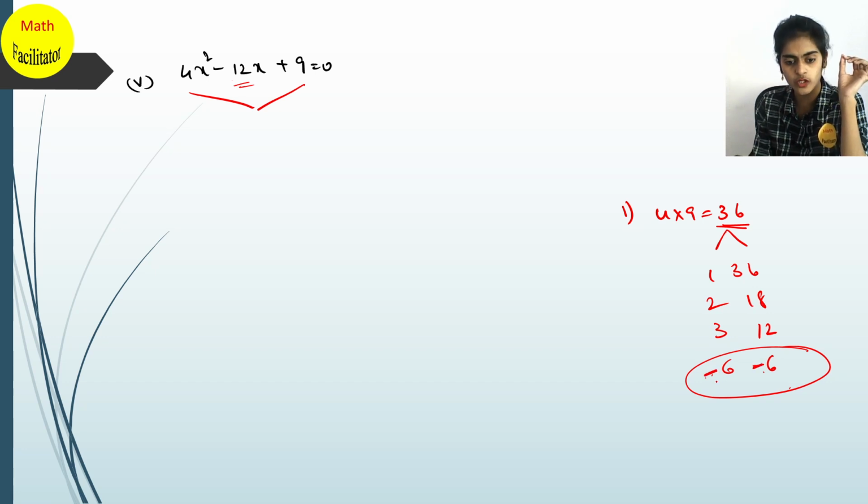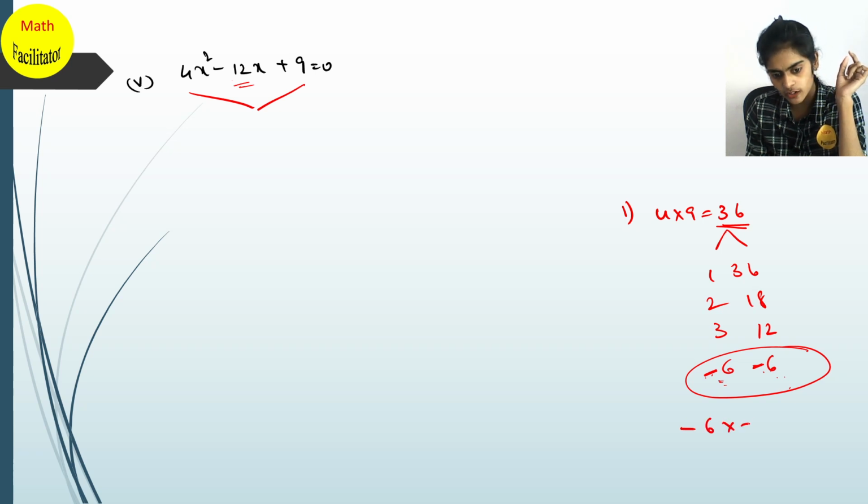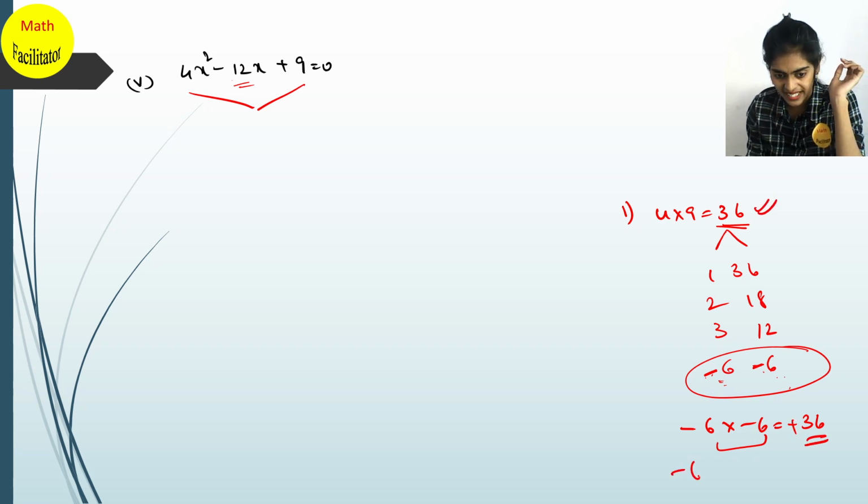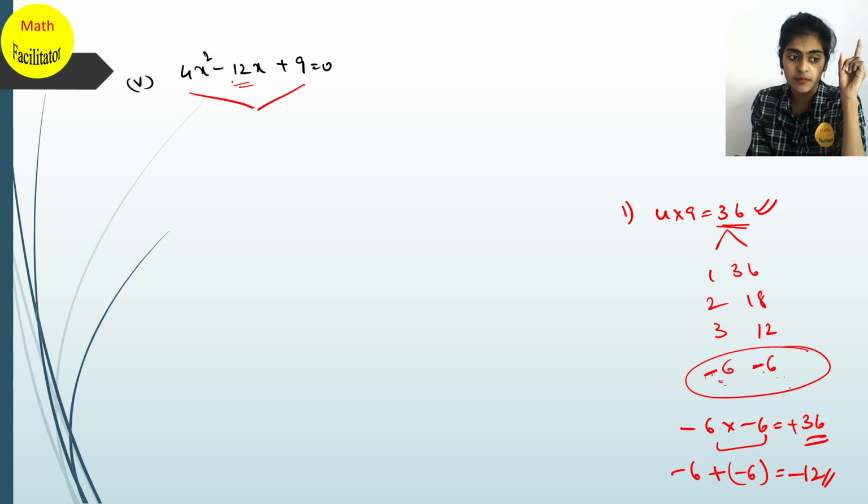In this case, what will you do? You will take two negative factors. ఇప్పుడు చూడండి, -6 into -6 gives me 6 6 36, minus into minus plus. ఓకే, ప్రోడక్ట్ పాజిటివ్ వచ్చింది, ఇది వచ్చేసింది. ఓకే, అదే -6 ప్లస్ -6, ఈ రెండు -6 యాడ్ చేస్తే ఎంత వస్తుంది? -12 వస్తుంది. Getting the middle term is negative.